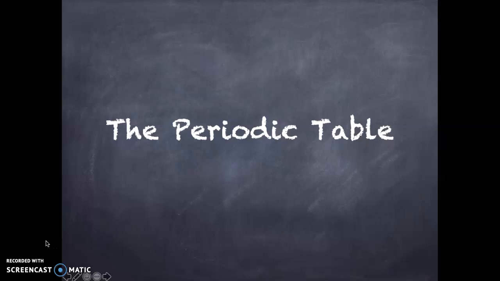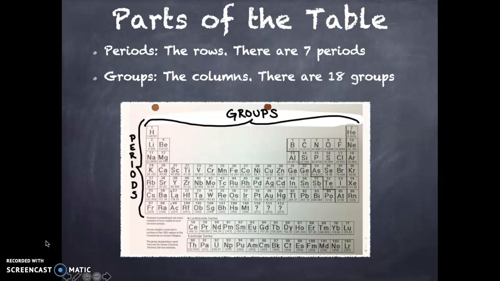This lesson is going to discuss the different parts of the periodic table. So, important things to know is that there are two different parts of a periodic table. There are periods, which are the horizontal rows that go across, and there are groups, which are the columns that go down.